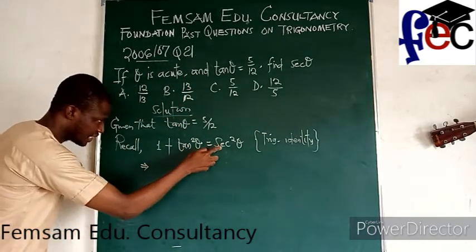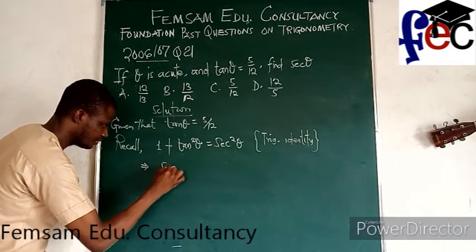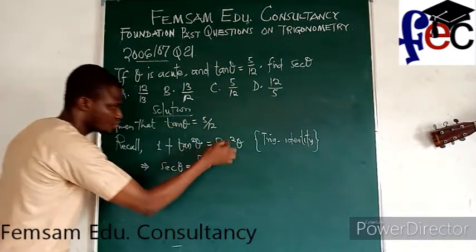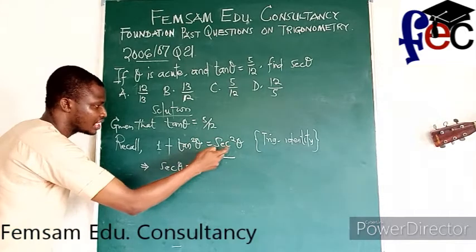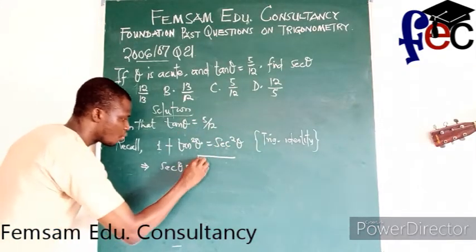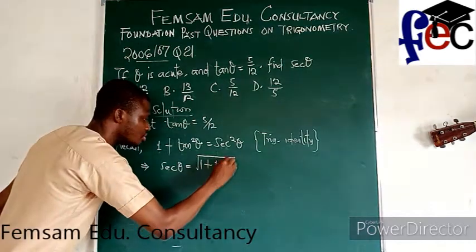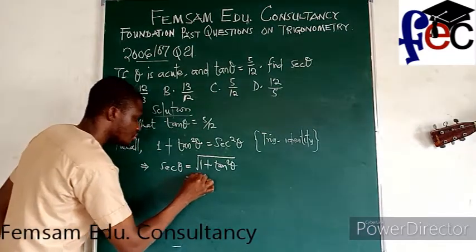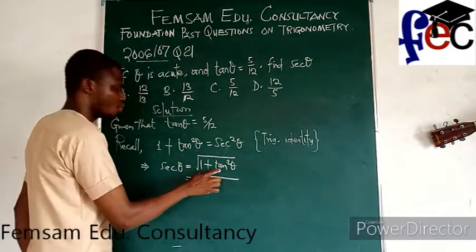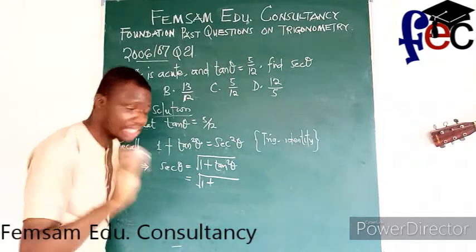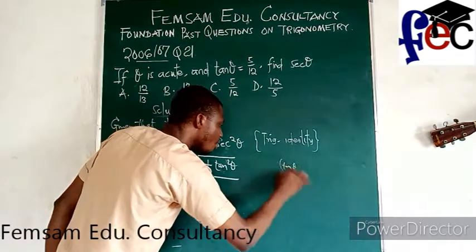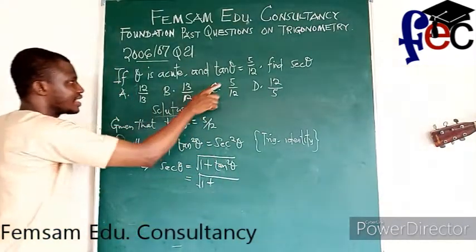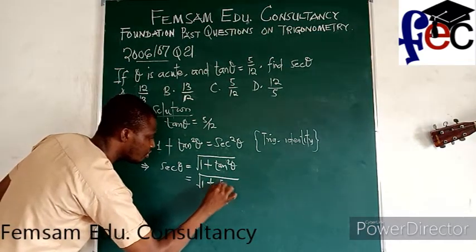Okay, so I can imply that my sec theta will just be equal to the square root. Notice sec square theta. So if I take the square root of both sides, I will have sec theta. I'm writing it first: square root of 1 plus tan square theta. This tan square theta actually means tan theta all squared. That's what it means. Alright. So, what is tan theta? Tan theta is 5/12.